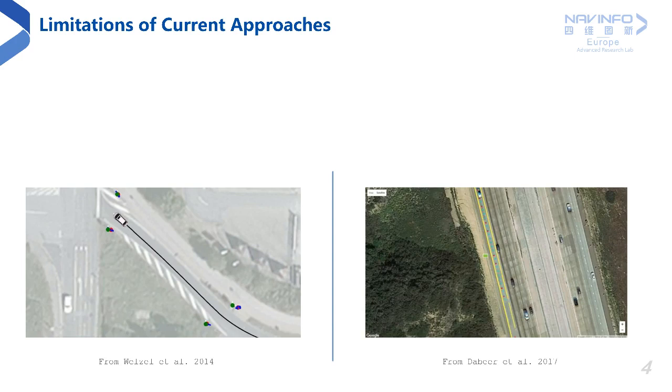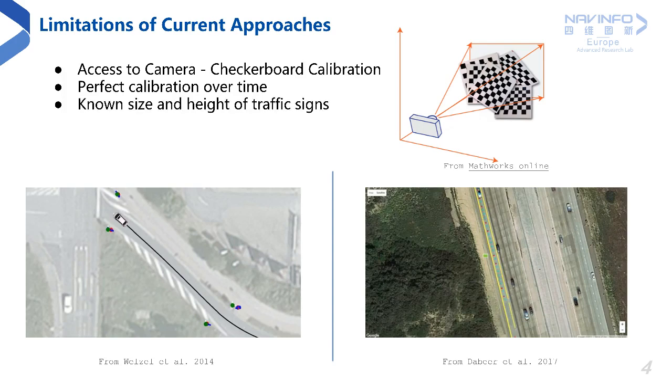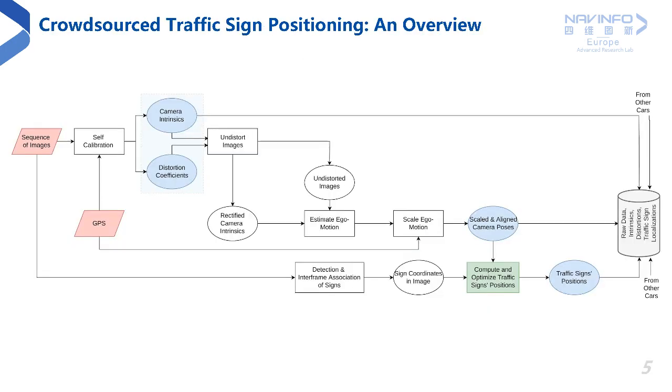Previous works, such as Welzel et al. and Dabir et al., assume access to the camera setup. In such a scenario, the camera parameters can be determined using the checkerboard pattern-based calibration. It is also assumed that this perfect calibration does not change over time, which may not always be the case for low-cost setups. Some works even assume that the ground truth size and height of the different traffic signs are known beforehand. Therefore, in this work, we introduce a system for crowdsourced traffic sign positioning from unknown cameras without presuming access to the camera parameters.